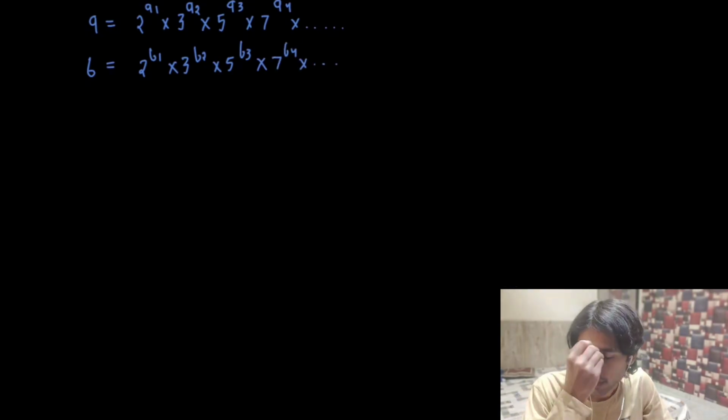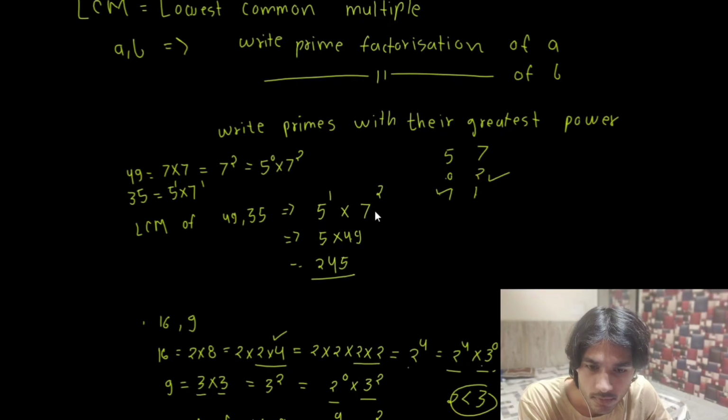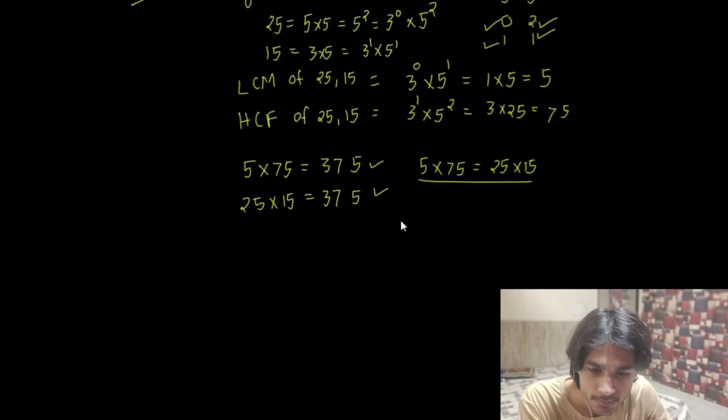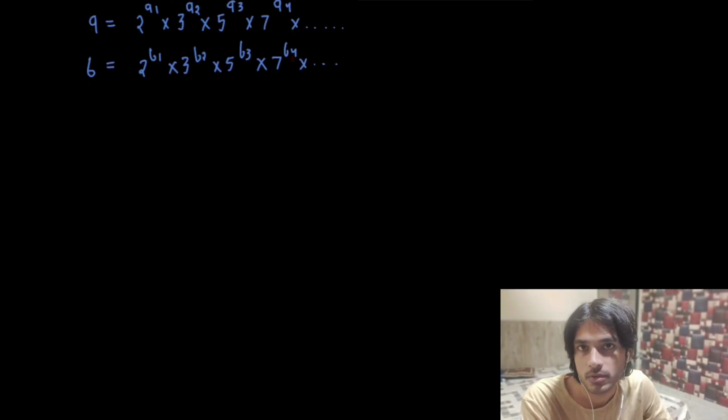Now obviously, these values A1, A2, A3 can also be 0, right? Like we have noticed in the previous example, where I'm writing LCM of 25 and 15. So I have written 3 to the power 0, right? Or in this case, when I'm writing the prime factorization of 25, I have written 3 to the power 0, right? So these A1, A2, A3 can also be 0. They don't need to have a natural value.